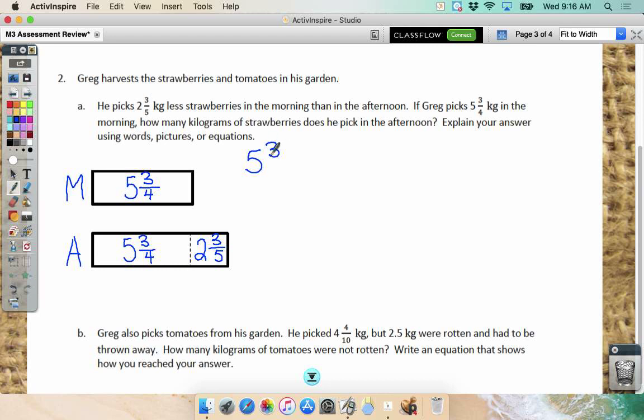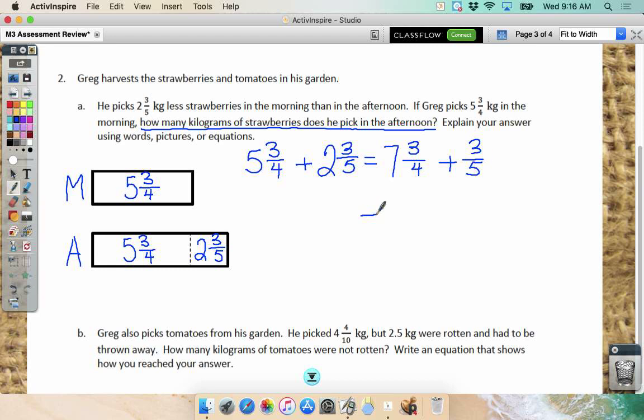5 3/4 plus 2 3/5, I'll get my total for the afternoon, right? Because that's what the question says. How many kilograms of strawberries does he pick in the afternoon? All right, what should I do first? Okay, so I'm going to do 7 3/4 plus 3/5.